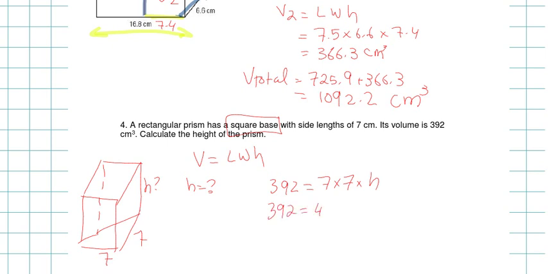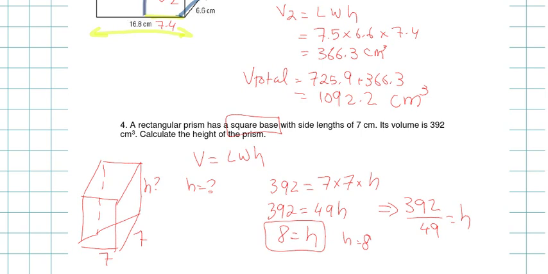So to solve for the height, all you have to do is divide the volume by 49. So that means my height is 8. Okay, let me just write that. Step: 392 divided by 49 equals h. So my height is 8 centimeter. Okay? Are we okay with that?